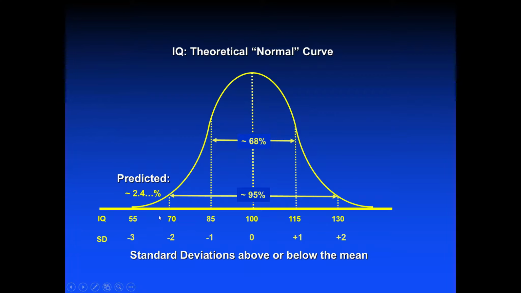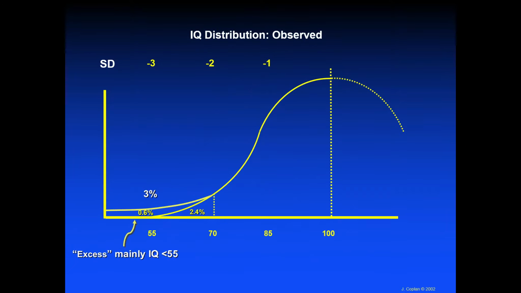Now, IQ is not strictly normally distributed, and in fact, instead of the predicted 2.5 or 2.4% of individuals down here, there is an excess. There's about 3% down here. The upper tail is also a little bit exaggerated compared to the normal distribution. And the reasons for that are very interesting, and we may talk about another time. But for the moment, suffice it to say that most of the excess comes from finding more people with an IQ below 55 than we would expect based on a purely statistical model.